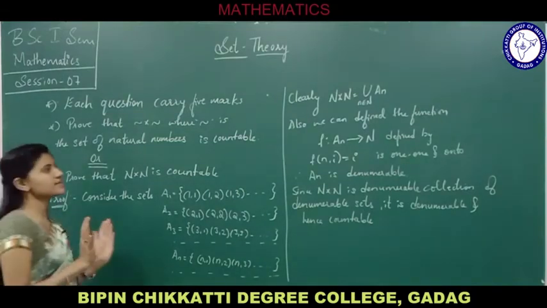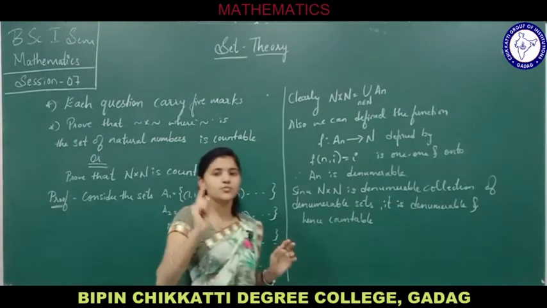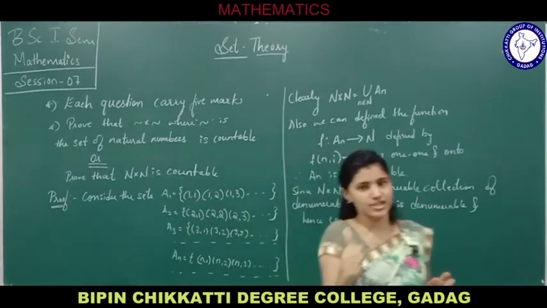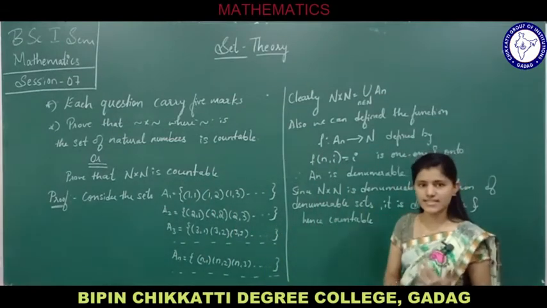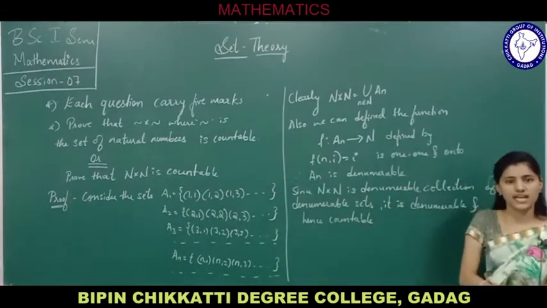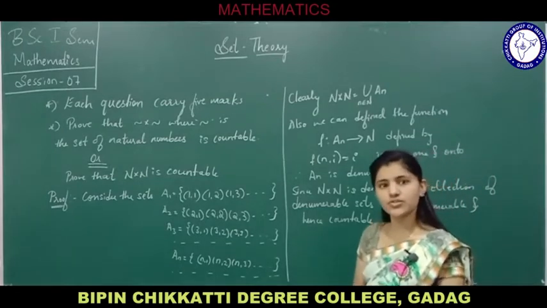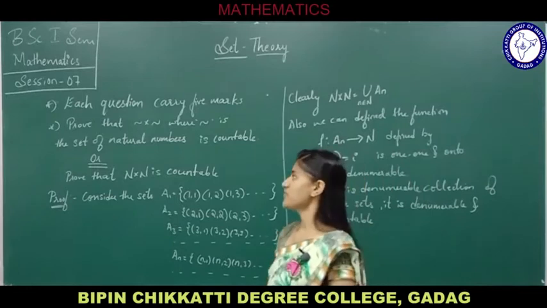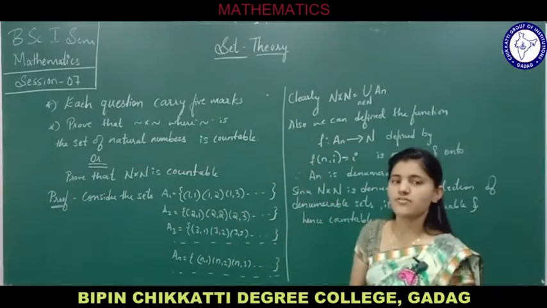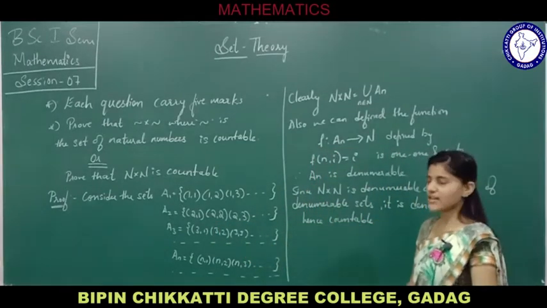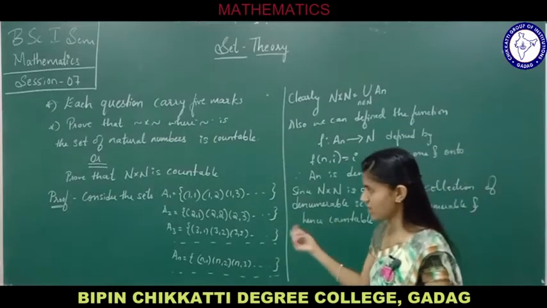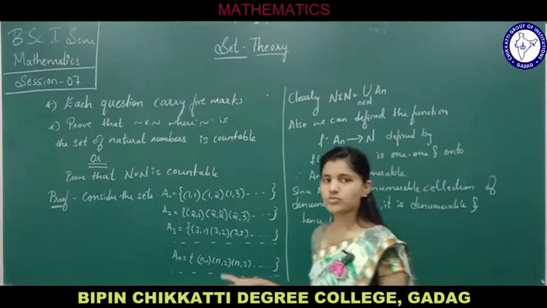See, very simple thing they have given. We need to prove this equivalence relation, where this equivalence relation denotes the set of natural numbers is countable. So to denote that, what we are going to do? We are going to consider the sets. What kind of sets we have considered? We have considered A1, A2, A3 and so on up to AN.